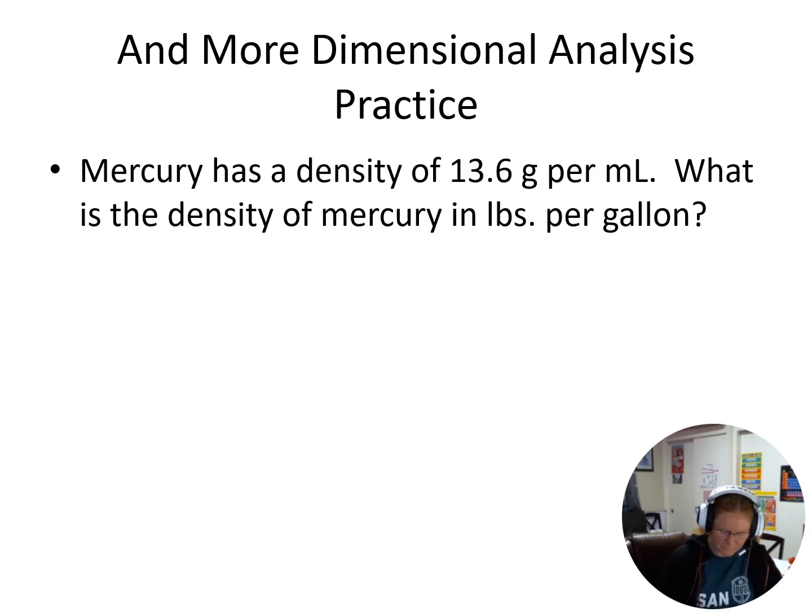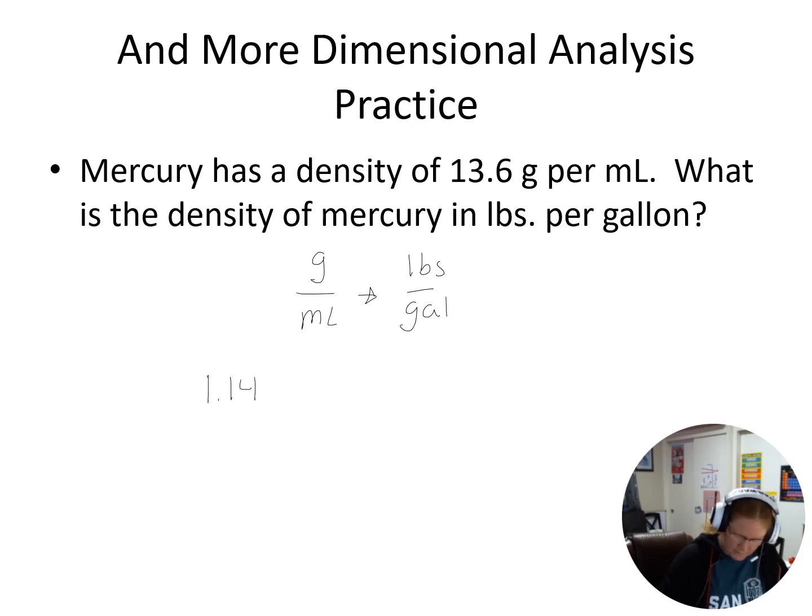Okay. Now this one's interesting. This one I'm going to ask you to convert 2 units at a time. So I'll give you a little bit of a hint to start off with. You're going to go from grams per mil to pounds per gallon, which means you are doing 2 simultaneous conversions. You're converting the top line and the bottom line. So when you go through this, you will end up with 1.14 times 10 to the second pounds per gallon.